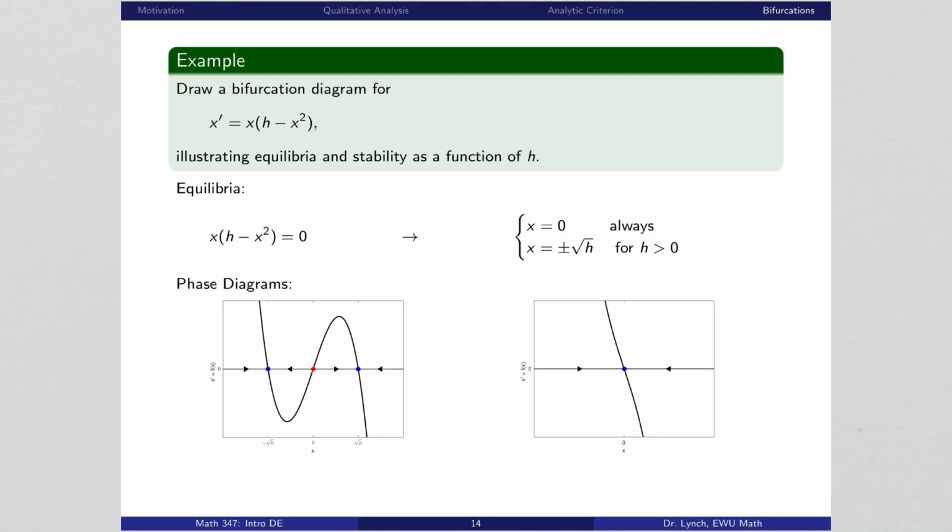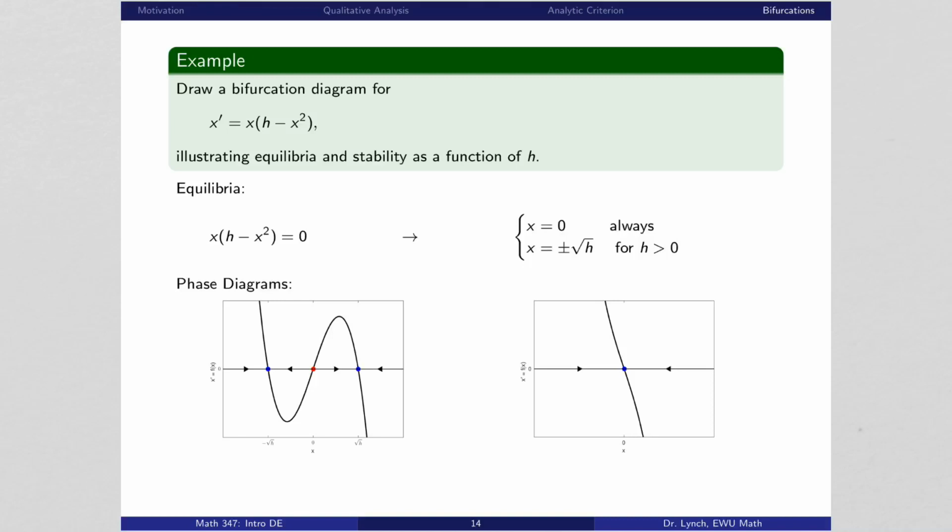So we can see here a couple of different interesting things happen. The first is that changing h creates 2 new solutions as h passes through 0. In addition, changing h appears to change the stability of the equilibrium solution at 0 as h passes through 0. We can see that for h positive, in the case where there are 3 equilibrium solutions, plus or minus the square root of h appears to be stable, whereas 0 is unstable. However, as h passes through 0 and becomes a negative number, that equilibrium solution at 0 becomes stable.